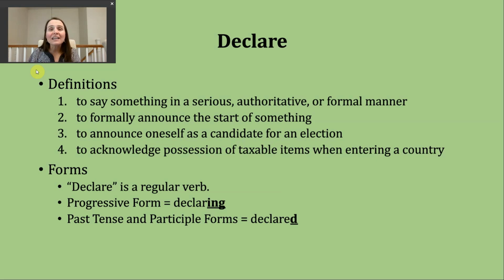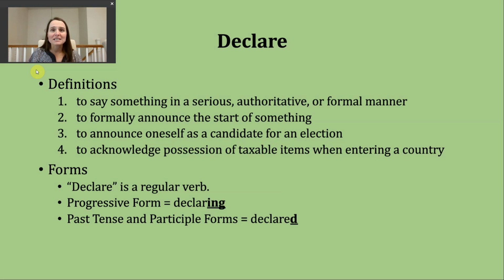You should know declare is a regular verb. To make the progressive form, all you need to do is drop the E and then add ing to form declaring. The past tense and participle forms of this verb can be made by just adding the letter D, since this verb already ends in an E.